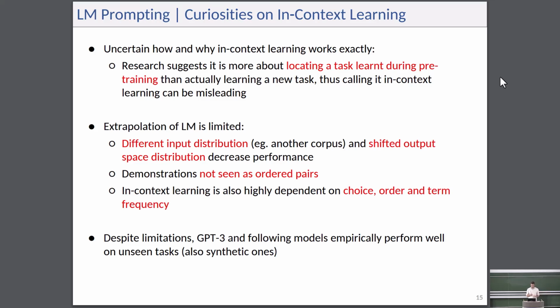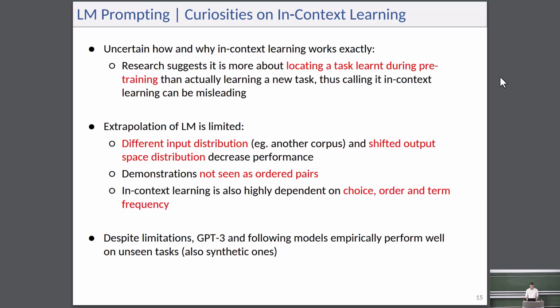And of course, here also the term frequency will count quite a lot, because if my demonstration has a lot of the terms that appear in the pre-training corpus that was used, then it's more likely that my large language model is going to perform well even if it hasn't seen this task. Of course, these are a lot of limitations, but as I was mentioning before, GPT-3 and the following models that we have seen last time generally do quite well at few-shot learning.